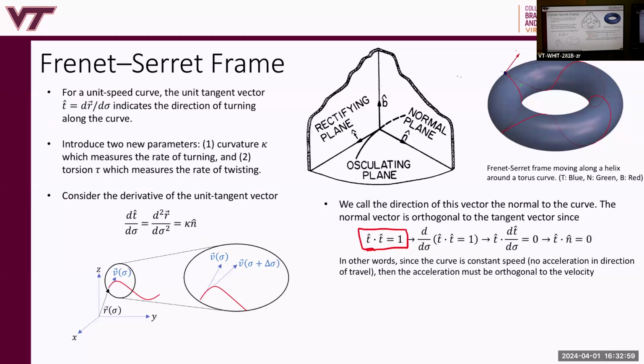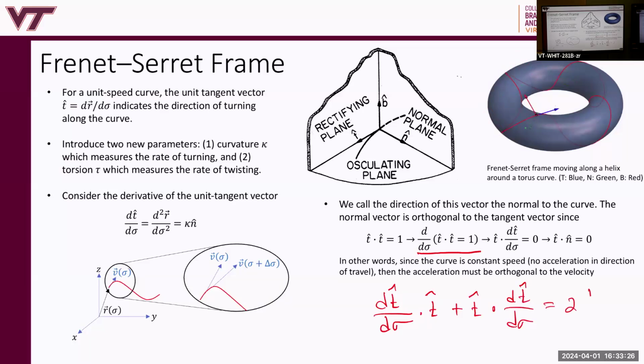T dotted with t hat is equal to 1 for sure. They're both unit vectors. Now let's differentiate with respect to sigma. That's this expression here. And what we get, using the product rule, is dt hat d sigma dotted with t hat plus t hat dotted with dt hat d sigma, which is just two of these, right? Two times dt hat d sigma dotted with t hat. But that's equal to 0 because the derivative of the right-hand side is 0, and you divide out the 2. All right? So you get this expression here.